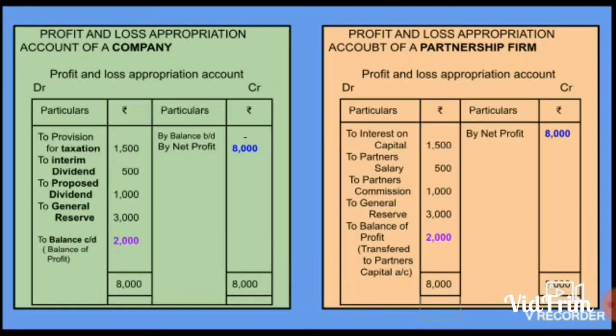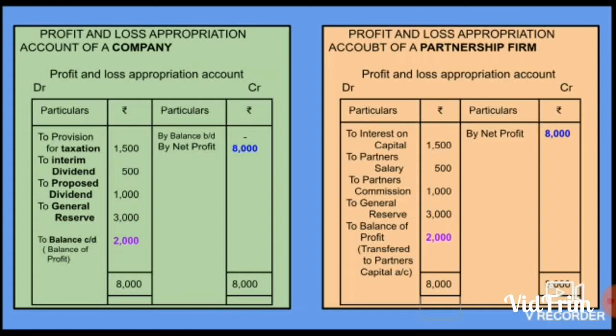Before I proceed forward with the solution of this question, it is important to know that a cash flow statement is generally prepared by a company, though it can be prepared by other businesses also. So it is also important to understand the profit and loss appropriation account of a company as it affects the preparation of a cash flow statement. Since you all are familiar with the profit and loss appropriation account of a partnership business, let me show you the comparison of the profit and loss appropriation account of a partnership business with that of a company to make you understand the appropriation account of a company.